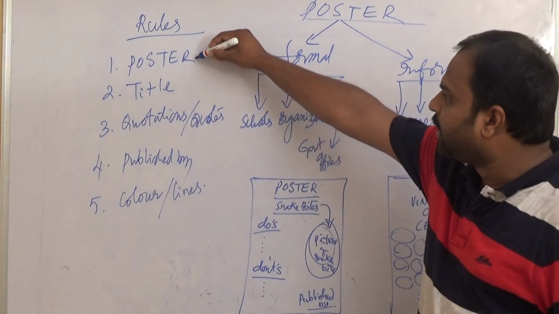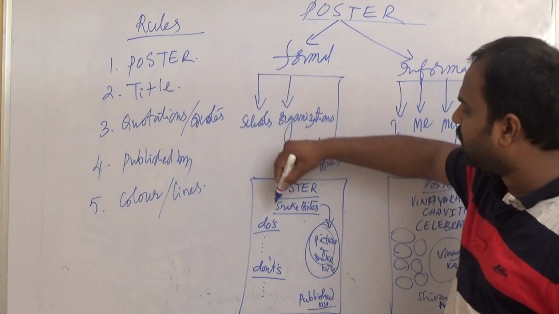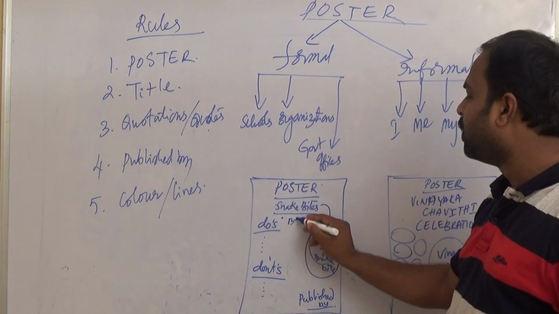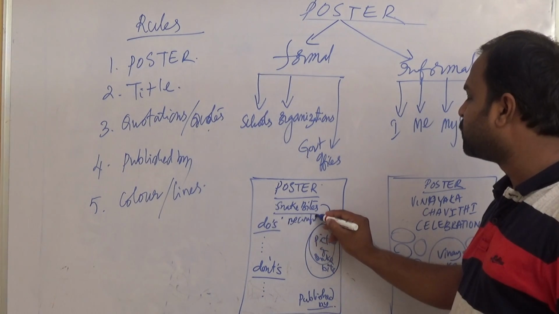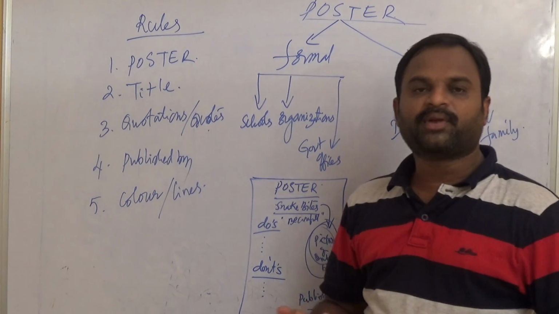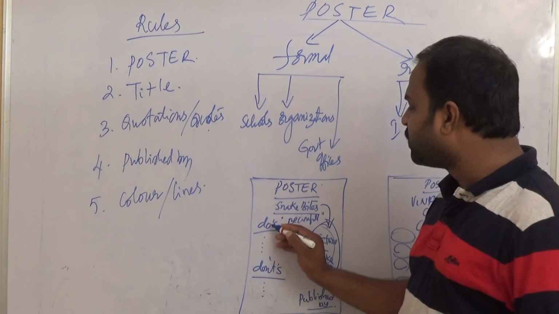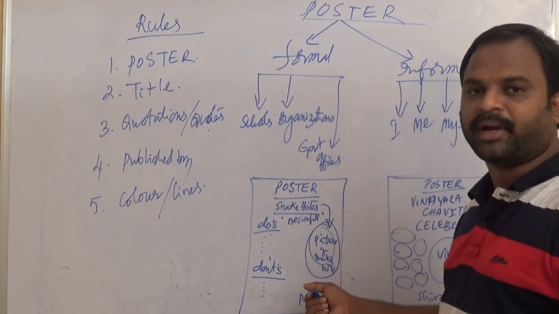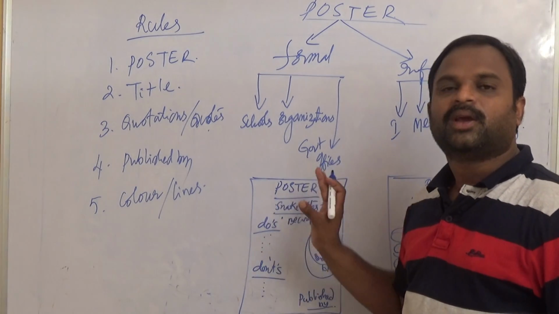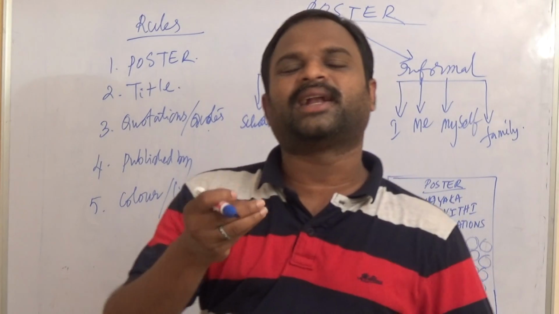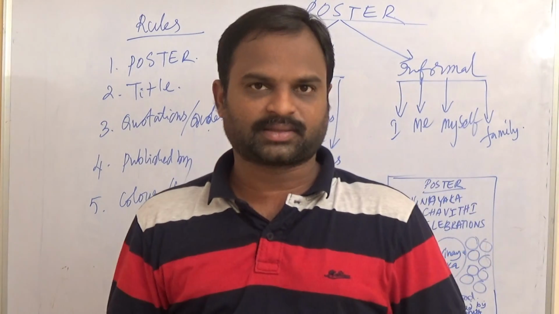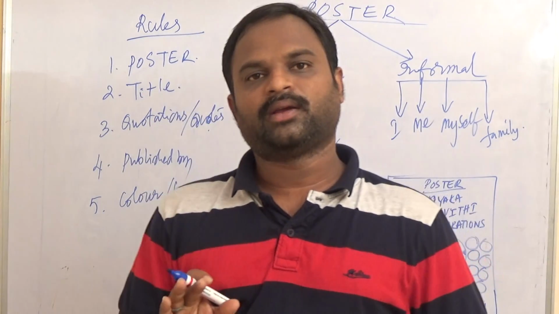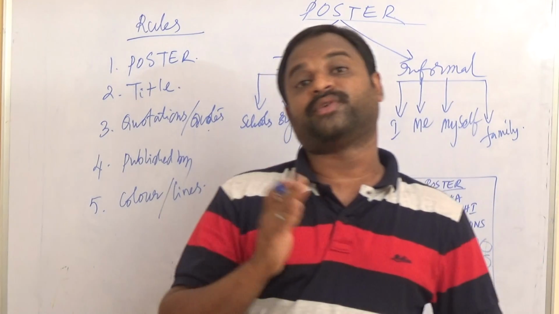So here the rules again: first one poster, second one title, snake bites, and third one quotations. If you want to write any quotation, it may be a proper quotation: be careful when you walk in the dark. Then afterwards you have to write the do's, 4 points, and don'ts also 4 points. After that, published by. Since it is a formal poster, you can use very few and very official colors. Don't color the entire poster, just keep it official. Okay, that is about the formal poster.